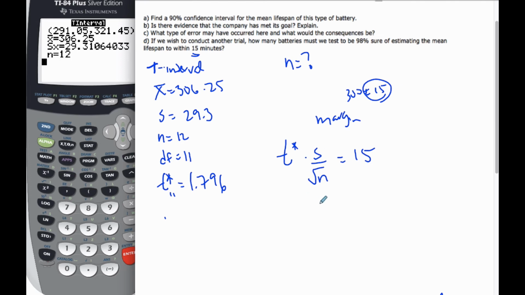And so my s is easy. That's 229.3. My root n is what I'm looking for, but my t star is dependent upon n to get my degrees of freedom. So we're in a bit of a dilemma. And so what we do is we just choose one. And we've been using 11, so we choose 11. And this is not the end of it, though. And so I know it's 1.796 times the standard deviation is equal to 15.